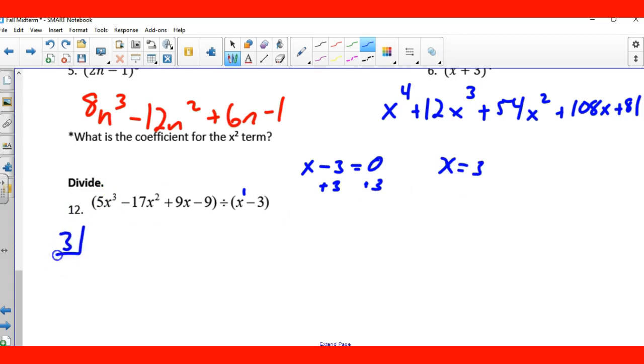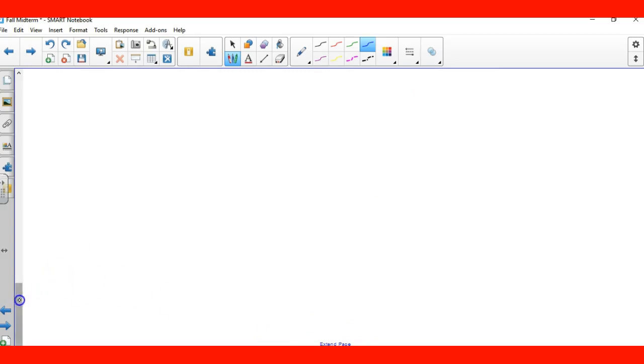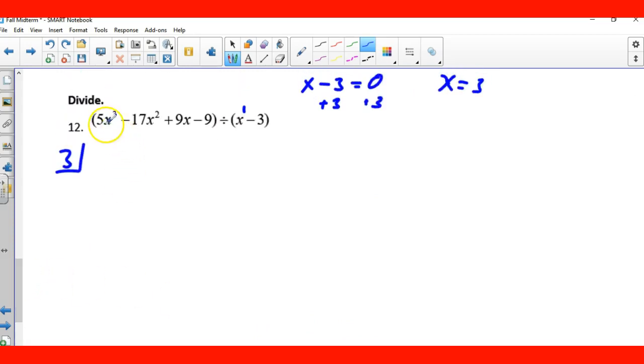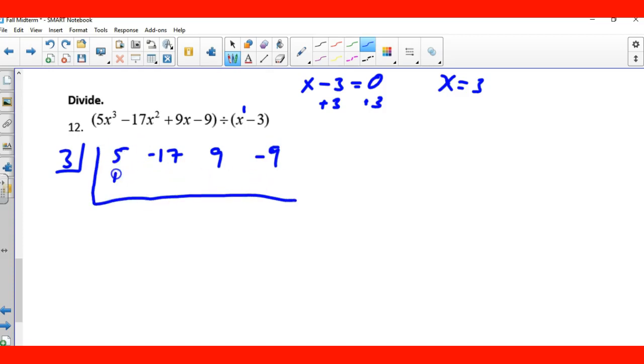3, and then right here we have 5. Write out all your coefficients: negative 17, 9, and negative 9. Alright. So now bring down your first value.